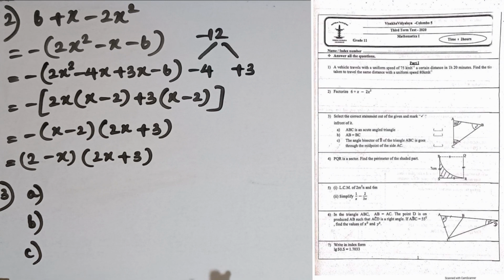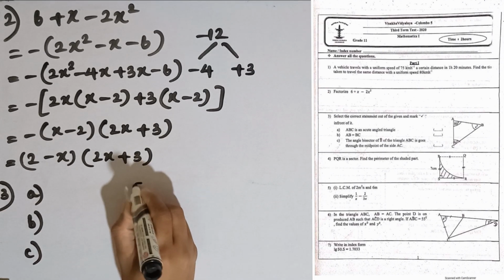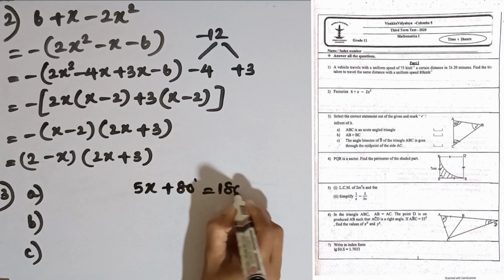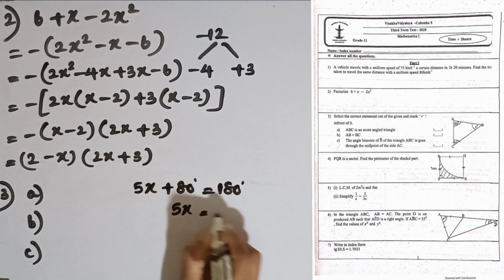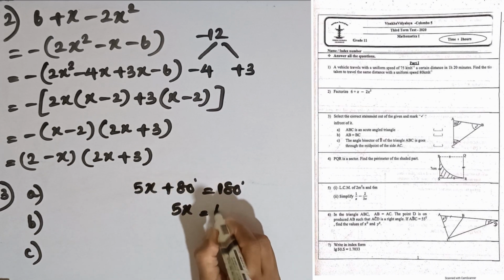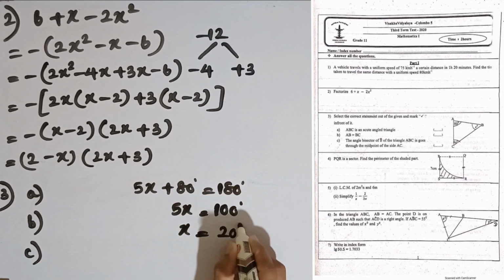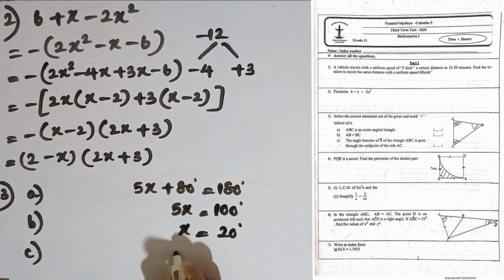So I can write x plus 4x is 5x. 5x plus 80 is equal to 180. Then 5x equals 180 minus 80, that is 100 degrees. Then x equals 100 divided by 5, which is 20 degrees. Then 4x equals 4 multiplied by 20, which is 80 degrees. In this triangle, two angles are equal. So this is an isosceles triangle.